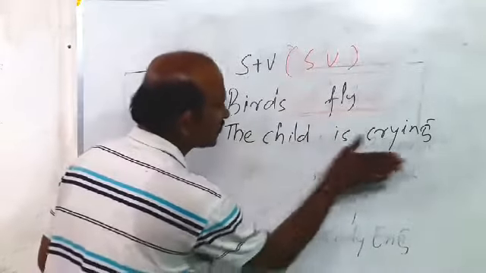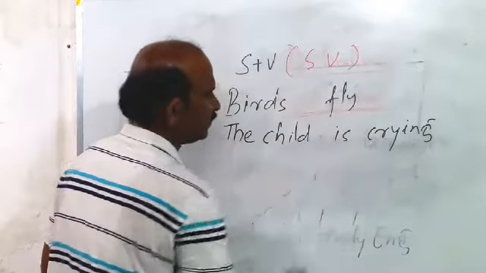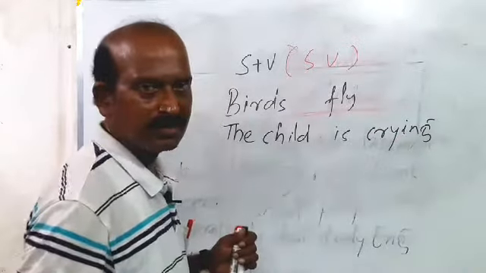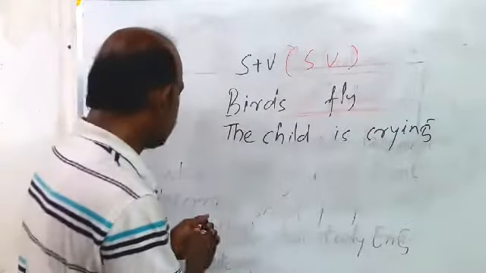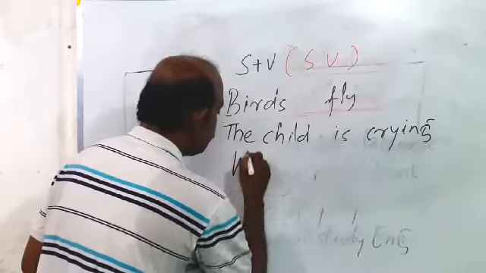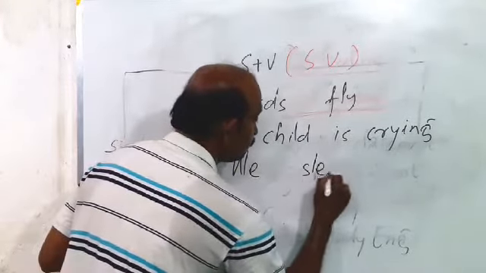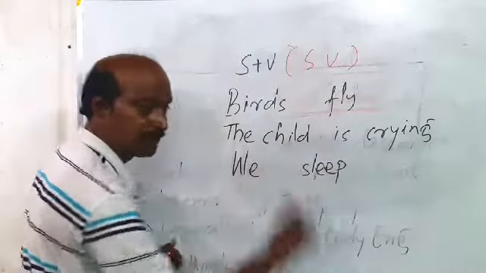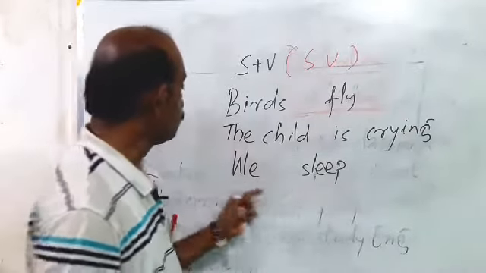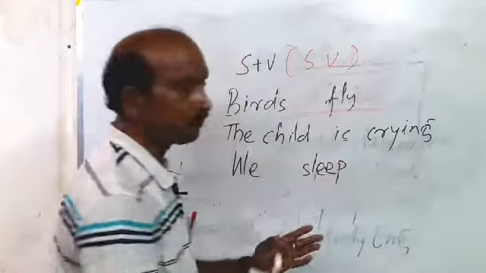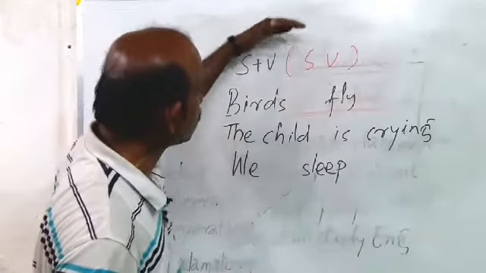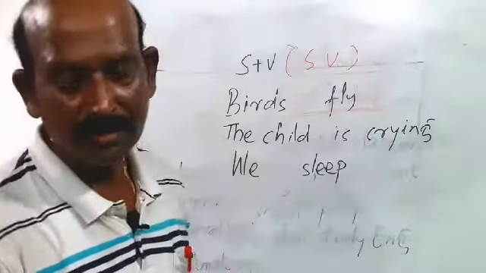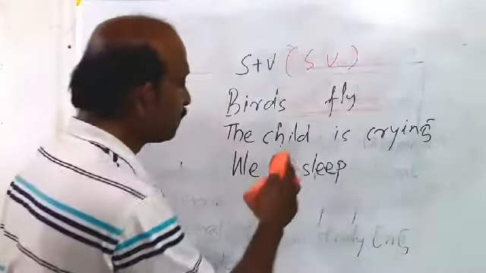So the child is crying. In this sentence, this is the subject and is crying is the verb. Okay. Likewise follow, we sleep. In this sentence there are two words, we and sleep. Am I clear? This is called the subject, this is called the verb. So the first pattern, subject plus verb or SV, is the first pattern of the simple sentence. Am I clear? And follow, the second pattern, we shall go.